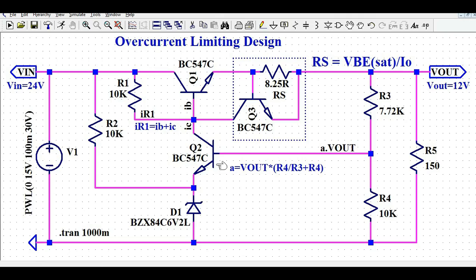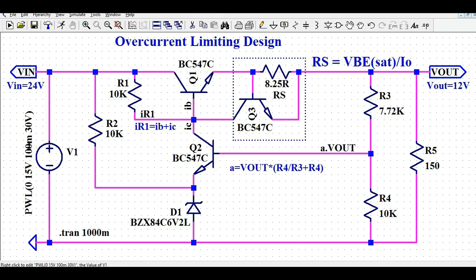So I'm using the same circuit here, and if you look at these two components, RS and Q3, this is the only additional circuit which helps me design the overcurrent limiting circuit for your linear regulator. I'll explain how these two components help limit the overcurrent in the load, or any short circuit current. But let us first understand this circuit, and later the role of these two components, Q3 and RS.